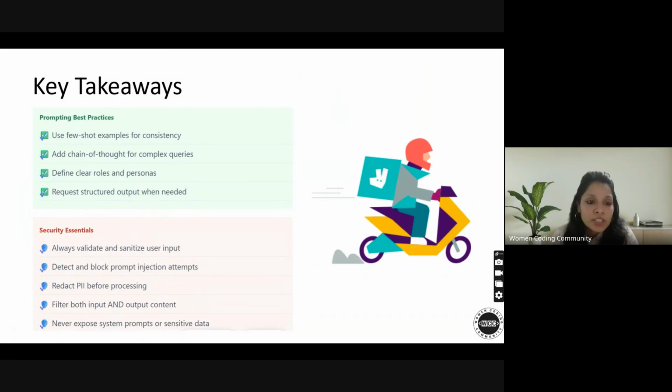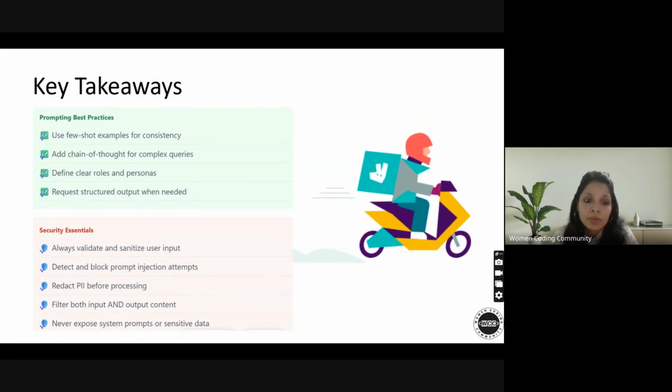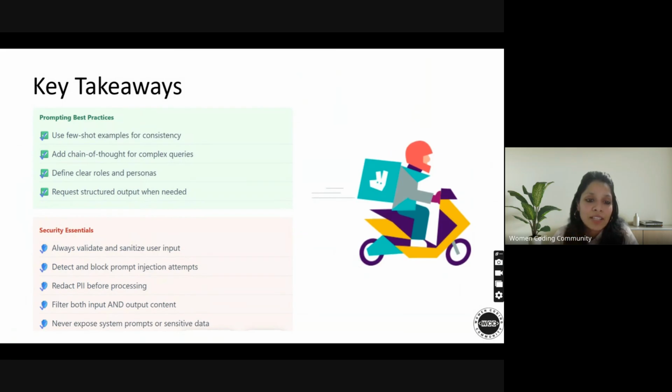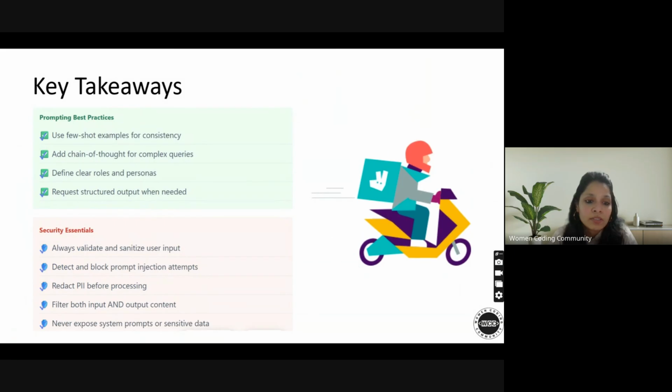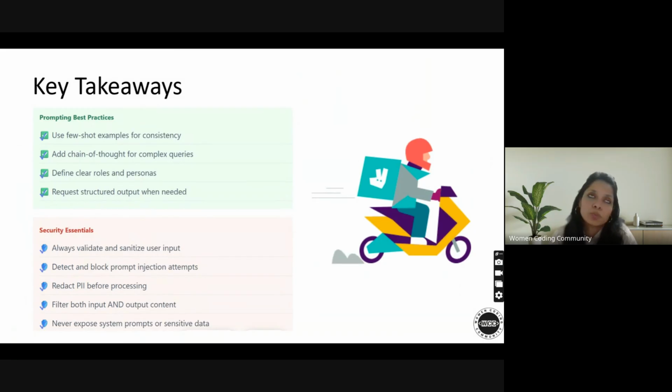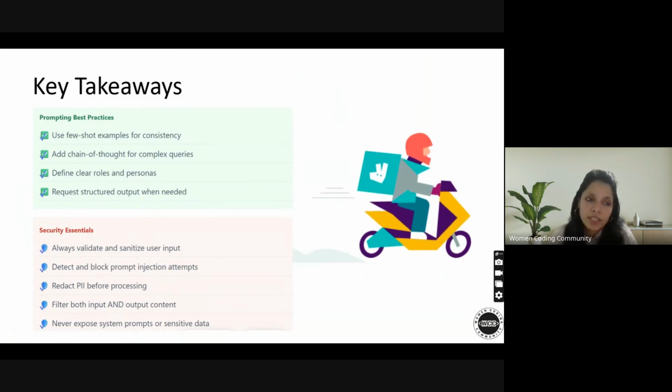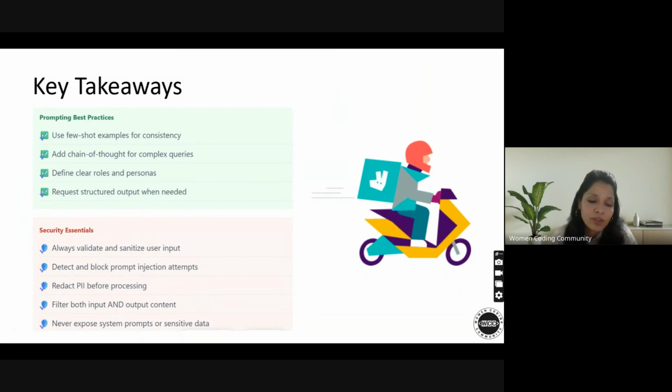From the security essentials we have covered, I would highly recommend that you always validate and sanitize your user input, detect and block prompt injection attempts, and filter both input and output content. Never expose your system prompts or sensitive data, as you have seen in the example.